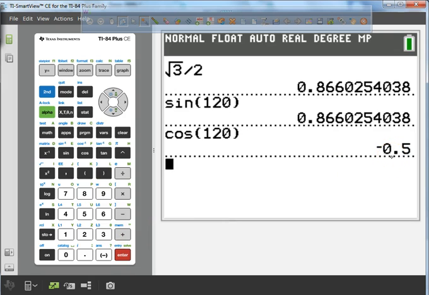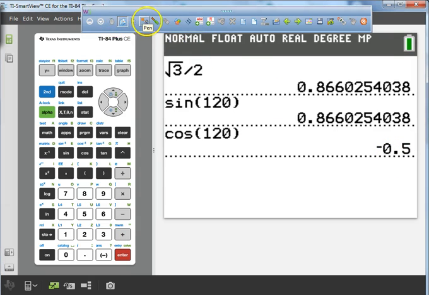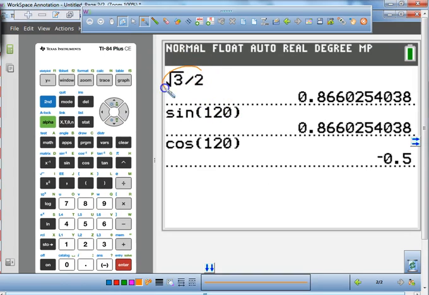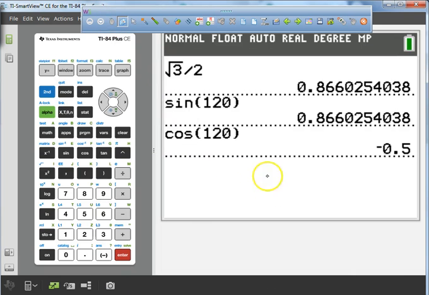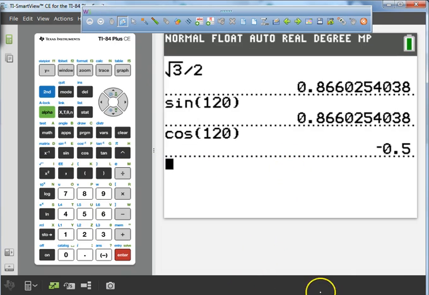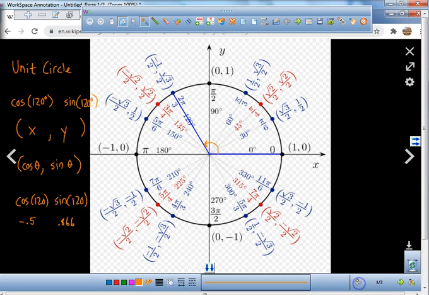Negative 0.5. So when I was your age, what I got used to doing was I equated this with this. So every time I saw this in the calculator, what did I equate it with? Radical 3 over 2. Not that you have to do that. You can certainly look at your unit circles. If I look at my unit circle right here, does everybody understand? There's the negative 0.5. There's the radical 3 over 2.